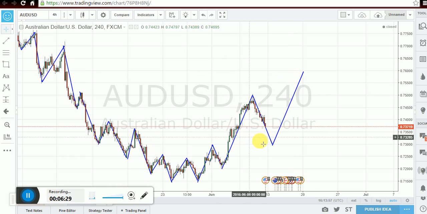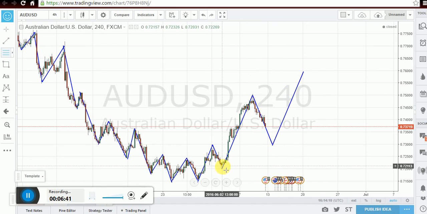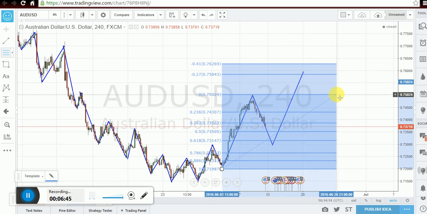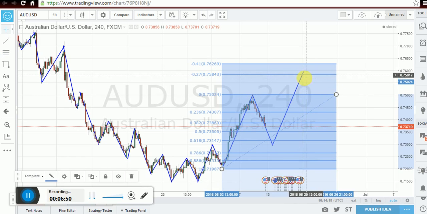So if you get long at this previous structure, your first target, obviously you have to take it at a previous structure high. Or you can look for an extended target over there. So let's bring in our Fibonacci ratio and see what we're getting there. Swing high to swing low. We can see that this harmonic move terminates at the 127 extension. So a 1-to-1 harmonic move back into the 127 extension.